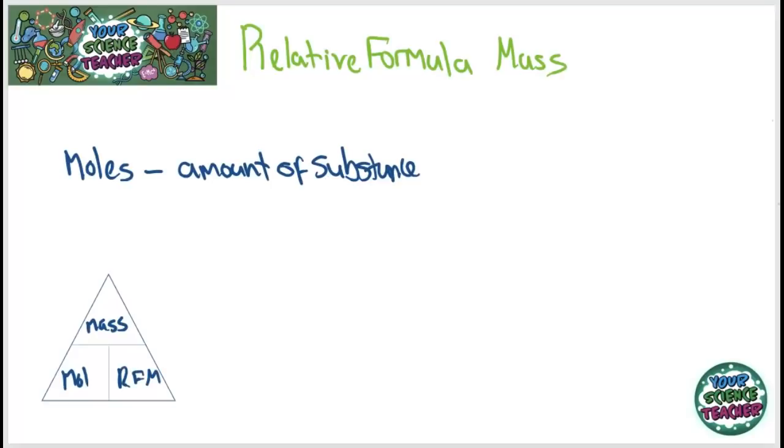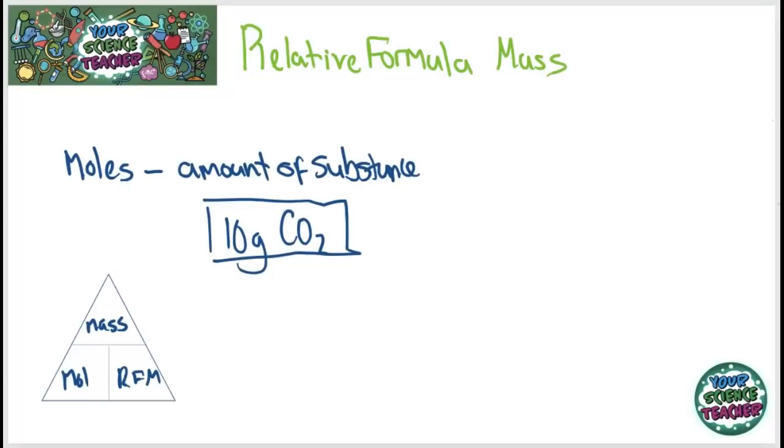And to work out something's relative formula mass, all you need to do is add up the relative atomic masses. Let's have a look at some examples of compounds and how you could work out their relative formula mass and the amount of moles that you have of that substance. So, for example, if I have 10 grams of carbon dioxide, I could tell you how many moles were in there.